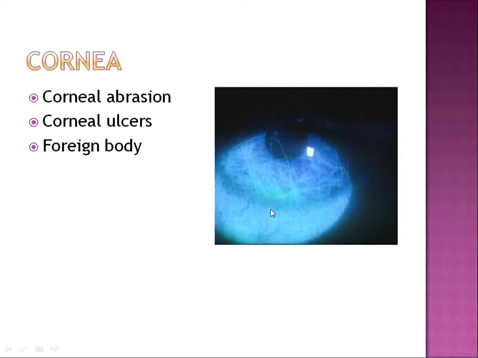So always stain the patient with fluorescein if you are doubtful about a corneal lesion. Sometimes visualization directly will probably miss any abrasion which is smaller in size. So always stain the patient and check for any abrasion. Presence of foreign body is very important. A foreign body lodged in the cornea or within the lids can cause a lot of irritation. So that has to be removed. And corneal ulcer, you will have to treat the corneal ulcer. So we'll just see.